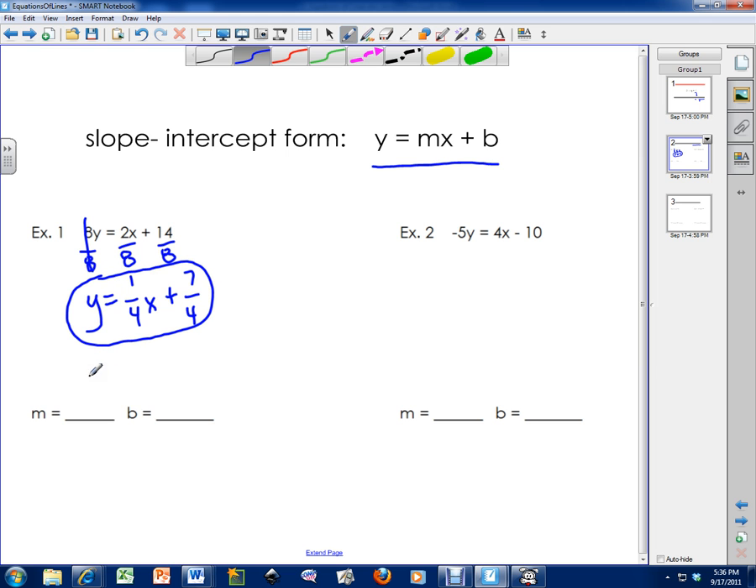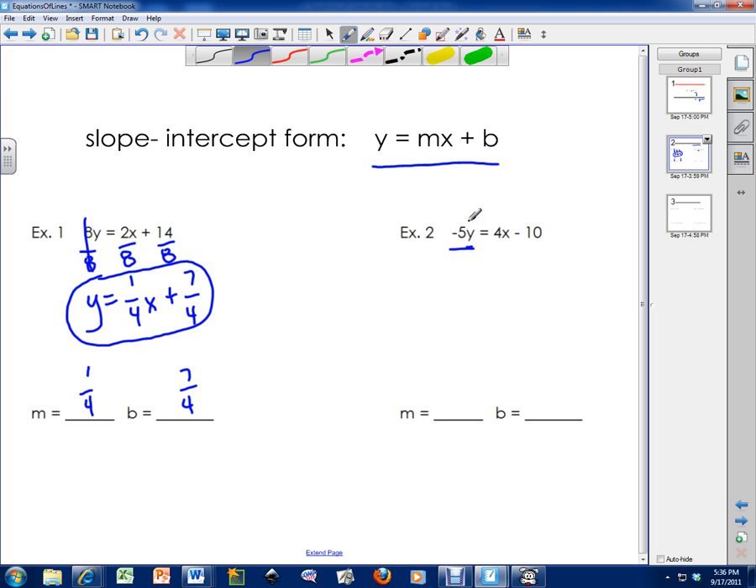So maybe you needed the slope, maybe you were solving for the y-intercept. I know how to do that. Or maybe you needed to plot this line on the graph and you had to convert it into this equation first. Example 2 is another one just like example 1. Example 2 is negative 5y equals 4x minus 10. Well, what do I need to do to get this equation where y is all by itself?